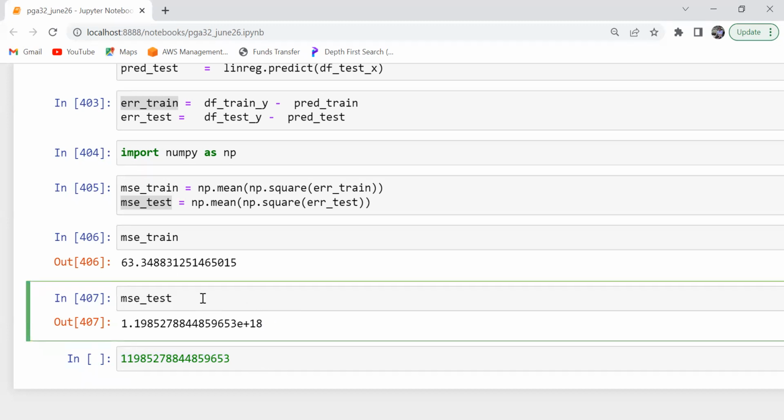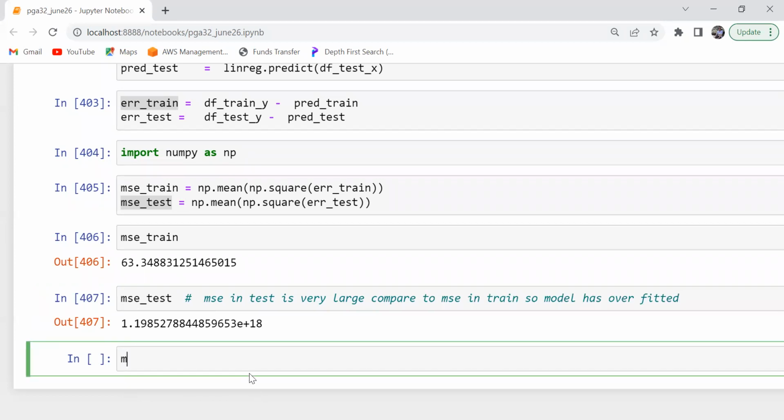lower the MSE, better is the model. So in train it is so low and in test it is so high. What does this mean? This means the model has overfitted. Am I right? So after this we will write a line: MSE in test is very large compared to MSE in train. So the model has overfitted.